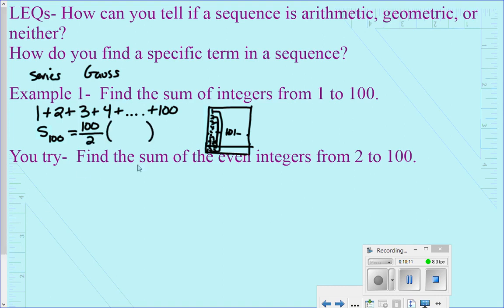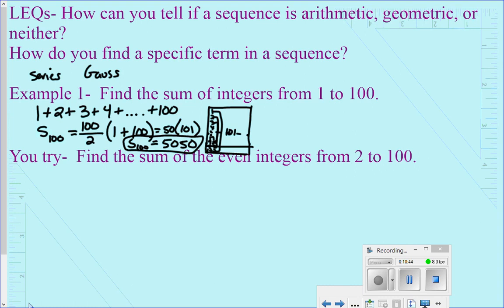And then we're going to take those 50 pairings, right? It's going to be 50 of those, and we're going to multiply by the sum that we got from adding the first term, which is 1, to the last term, which is 100. So for this particular problem, that gives us 50 times 101. And when I take 50 times 101, I get 5,050. So the sum of these 100 terms is 5,050.